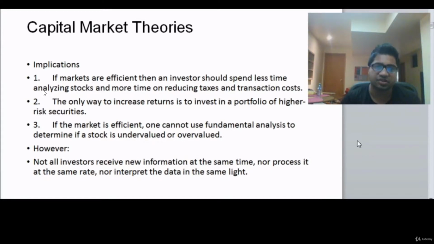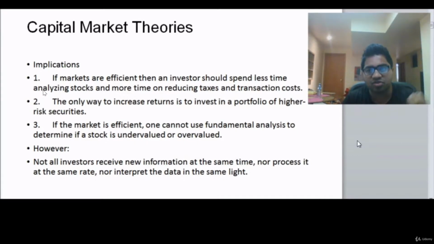If the market is efficient, one cannot use fundamental analysis to determine if the stock is undervalued or overvalued. Now there are three levels of efficiency. There is weak form efficiency, in which all past information is reflected in prices, but future information is not reflected. In such a situation, technicals won't work, because technicals rely on past data, but fundamentals and insider information can work and you can get above average returns.